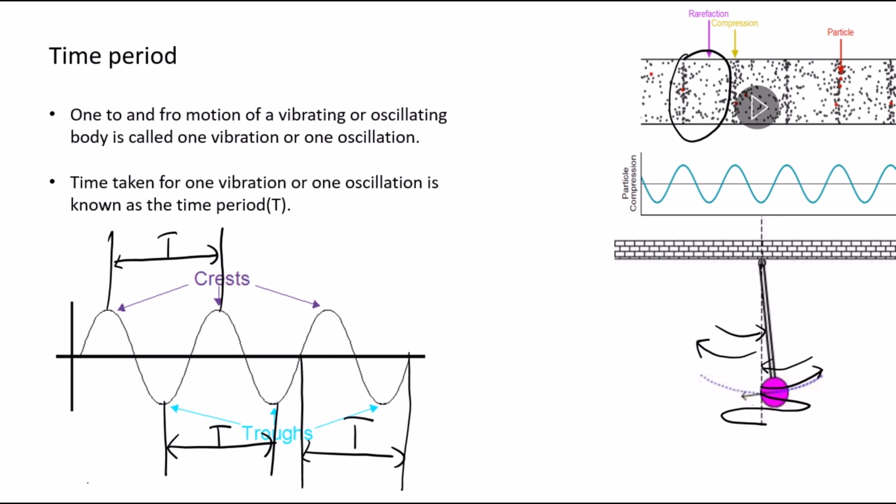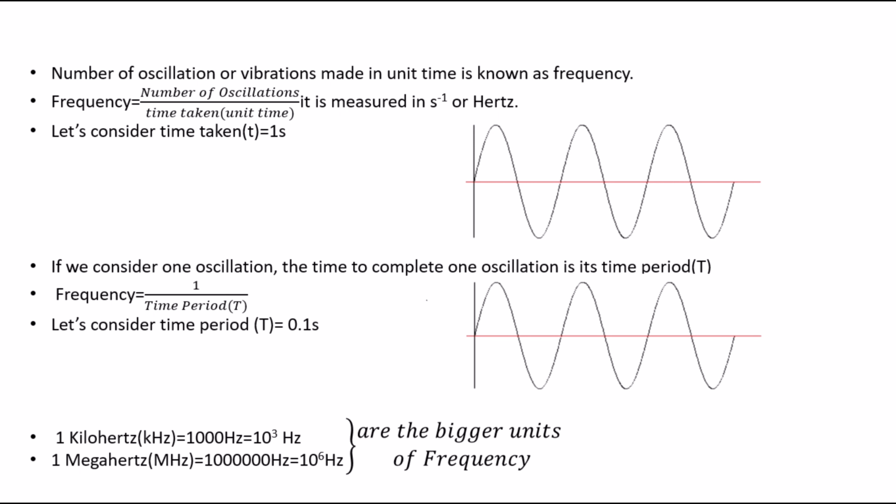Now let's move on to the frequency. Now the number of oscillations or vibrations made in unit time is known as frequency. So frequency equals number of oscillations divided by time taken or unit time. It is measured in s⁻¹ or hertz.